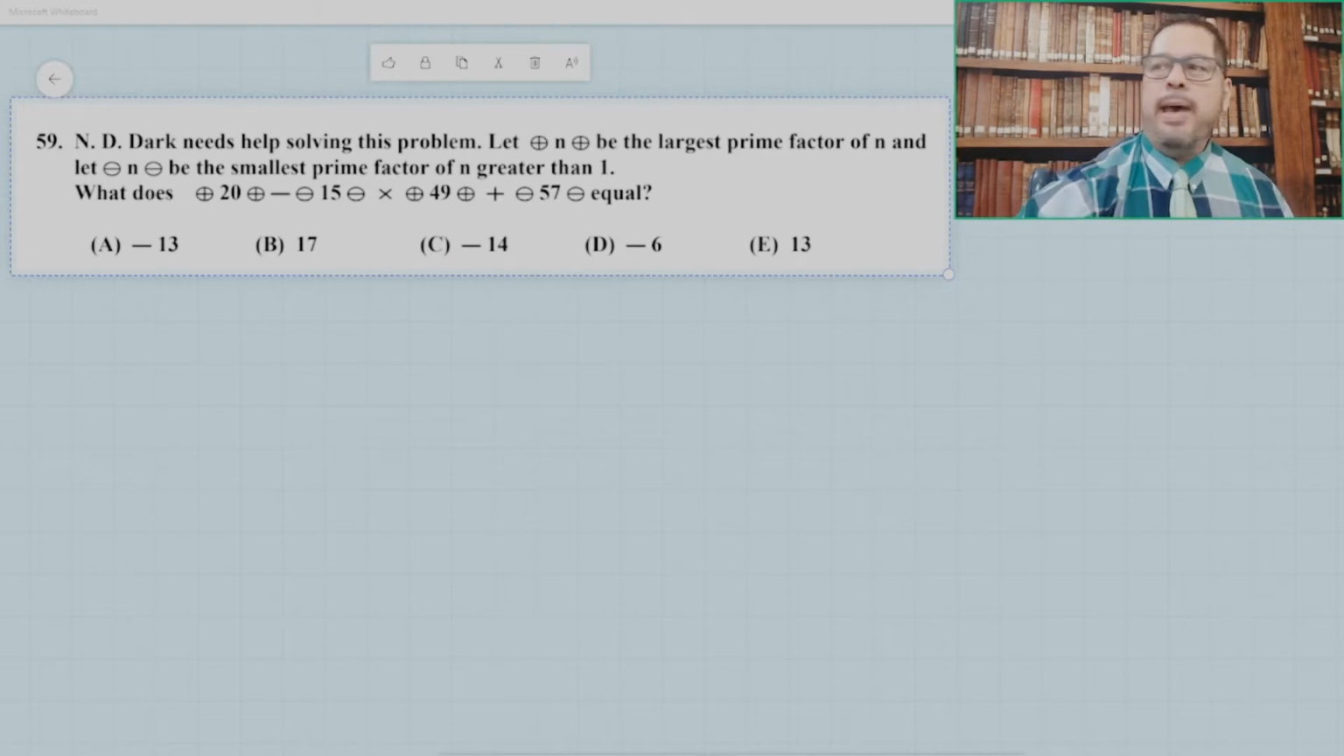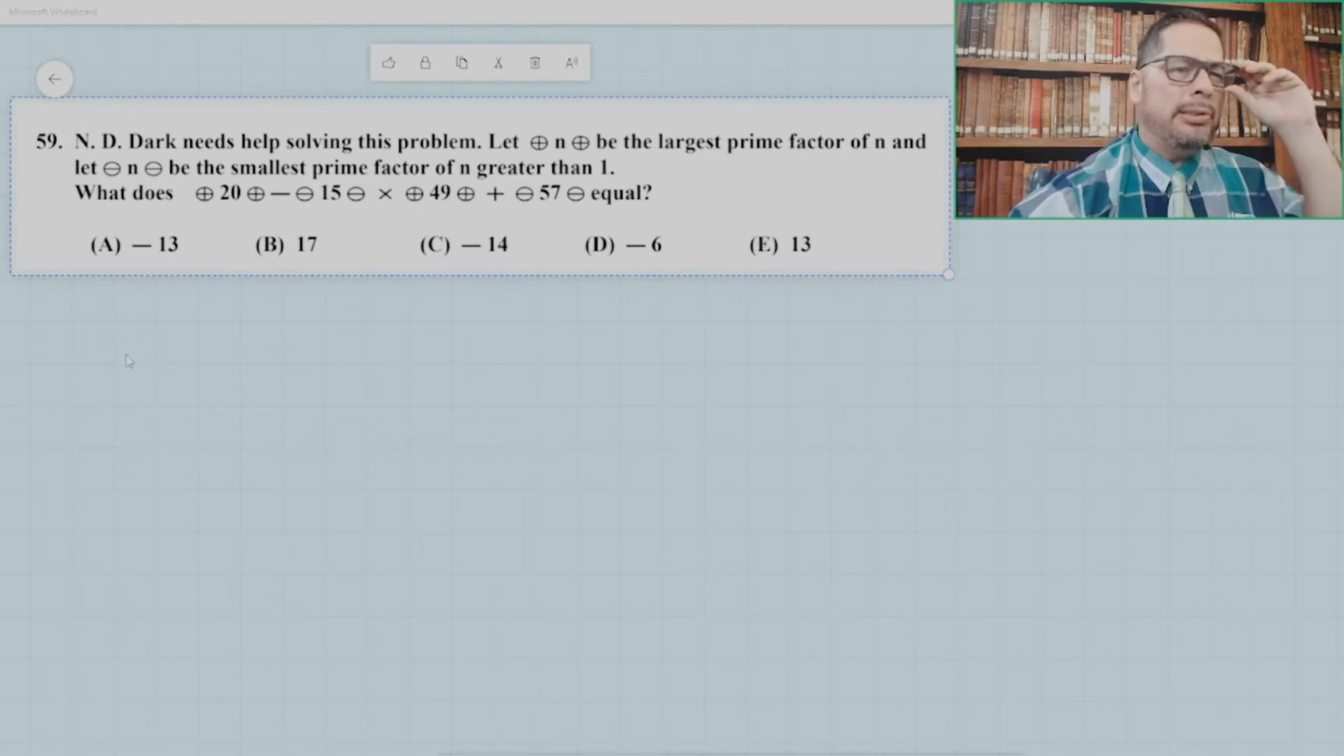Alright, Texas Math Mundo audience, let's do some defined problems. So the first example we have, defined operations problems. The first example we have is kind of unique because it's a defined unary operation. That means it operates on one operand. This is district number 2, number 59 from the year 2015, UIL.